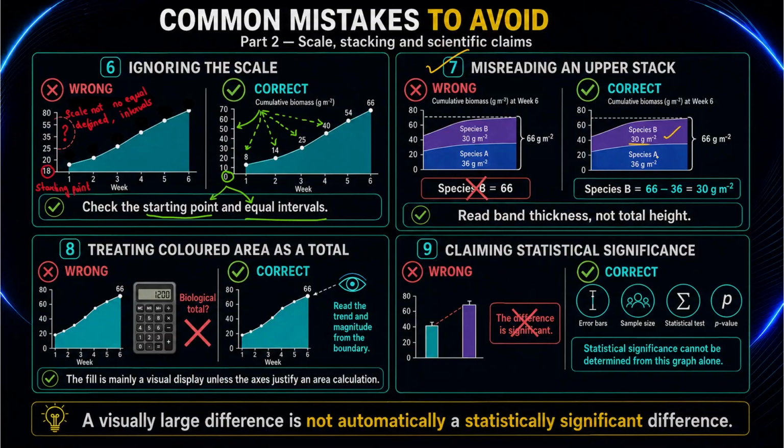The 8th mistake is treating the colored area as biological total. Usually, the filled area helps us see the trend and magnitude. We calculate its area only when specifically asked. The 9th mistake is claiming statistical significance from appearance alone. Error bars, sample size, a statistical test, and p-value are needed. Remember, a visually large difference is not automatically statistically significant.